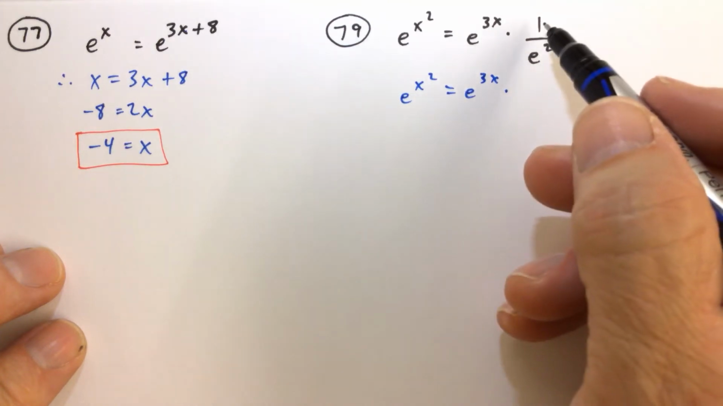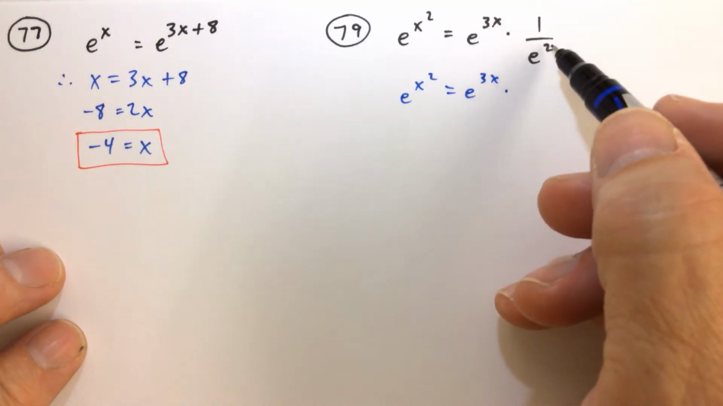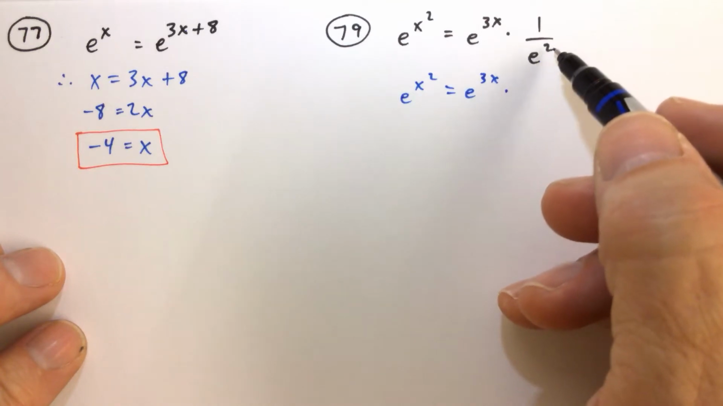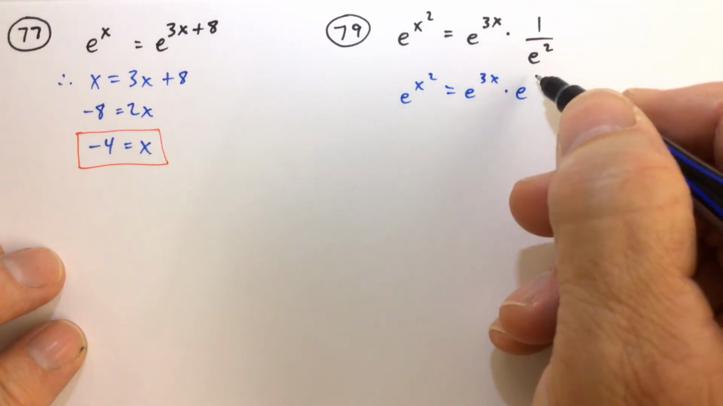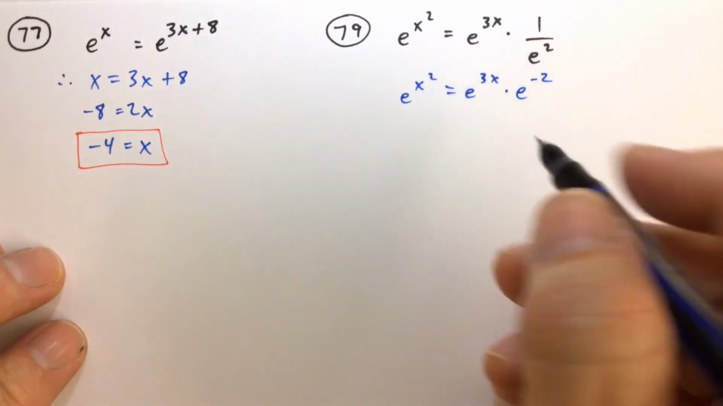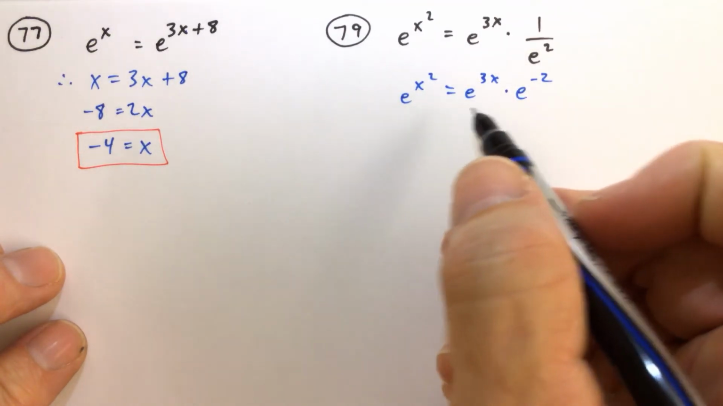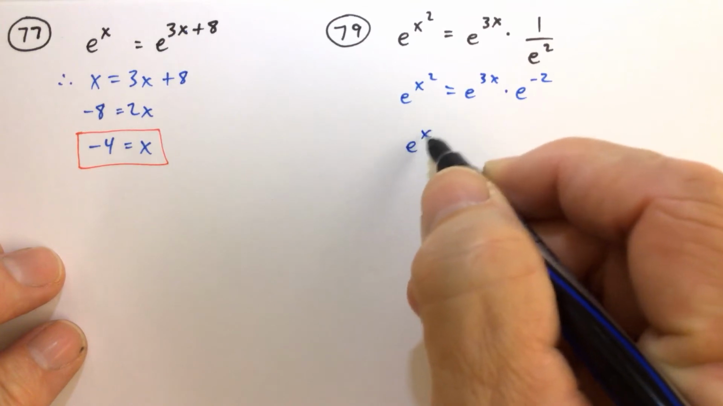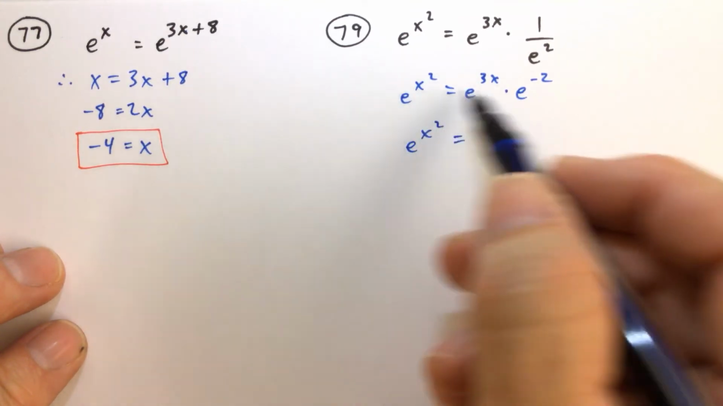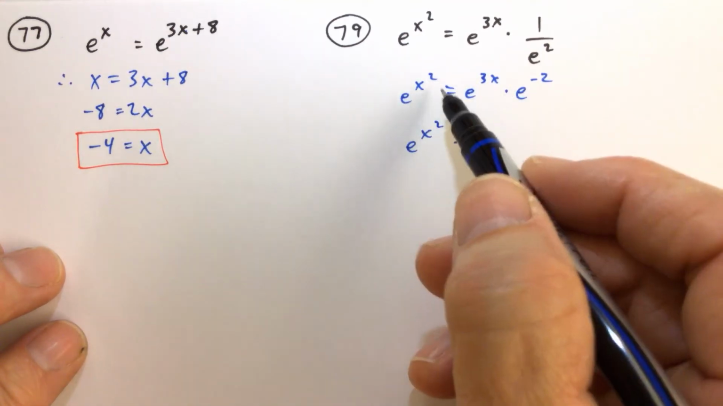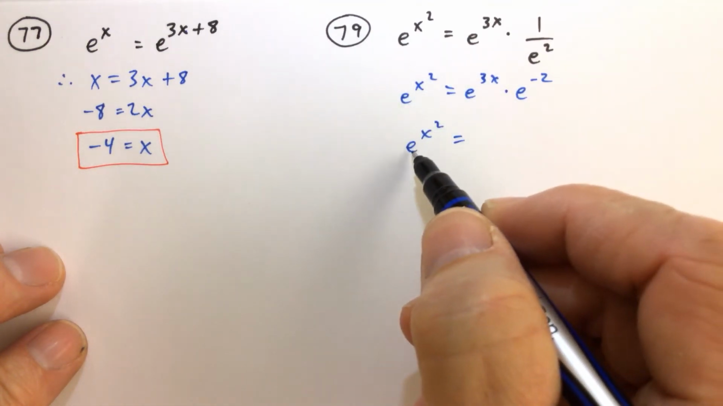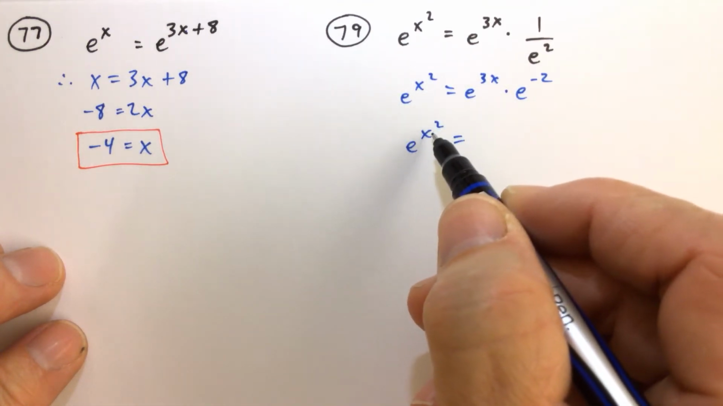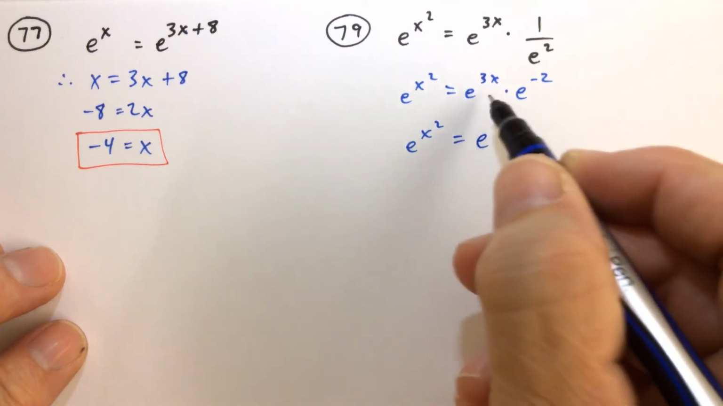Well, if you think about it, 1 over 3 squared is 3 to the negative 2. 1 over 2 squared is 2 to the negative 2. Therefore, it would make sense that 1 over e squared would be e to the negative 2. And that's exactly what it is. And as we said in the last video, we can't do anything yet here. We can't equate the exponents yet until we get 1 base to 1 power on the left equals 1 base to 1 power on the right.